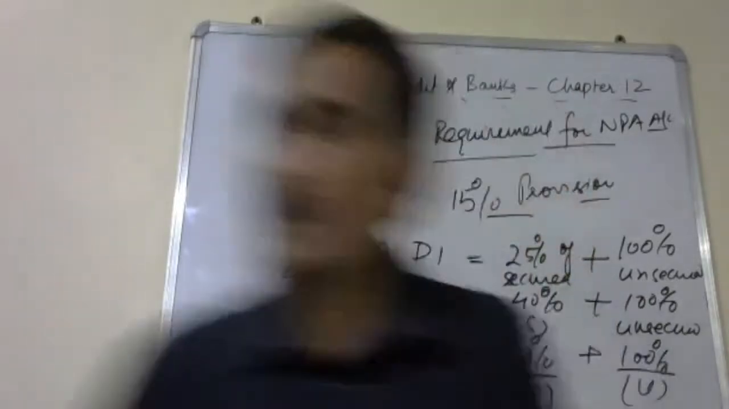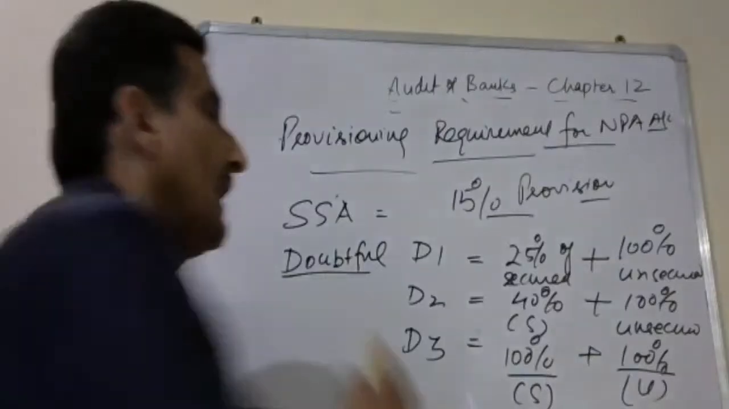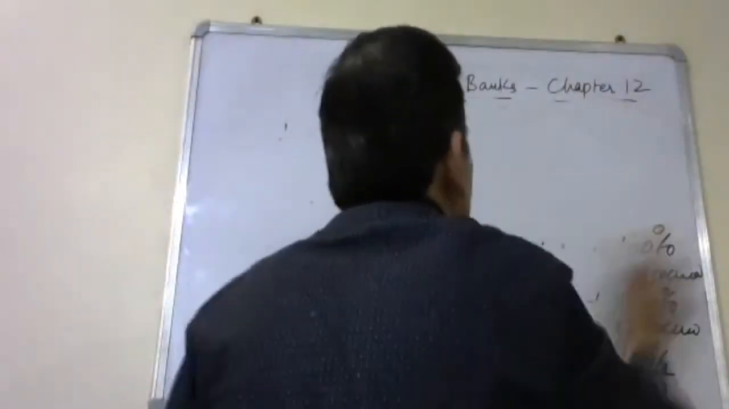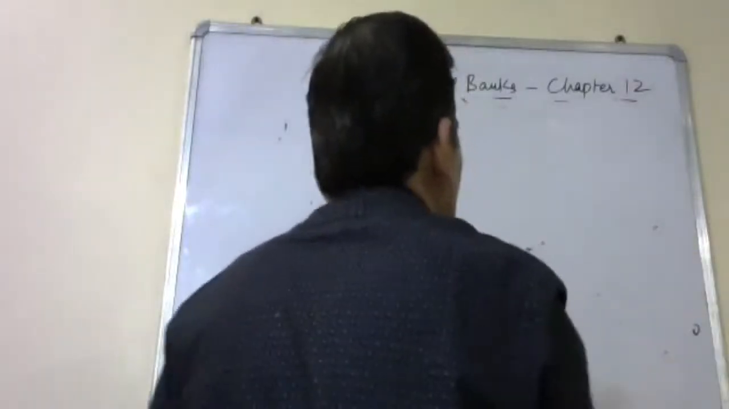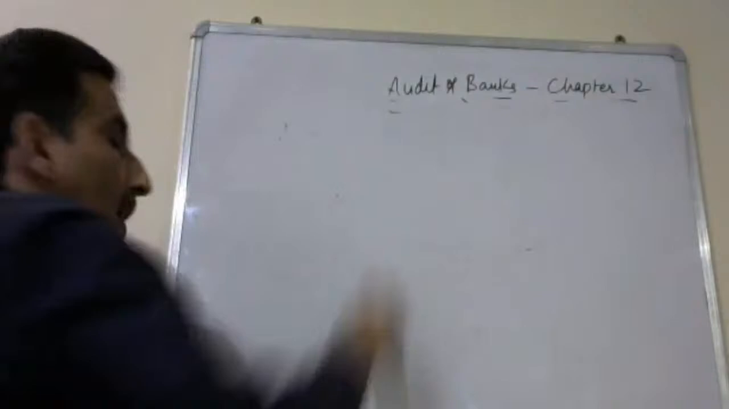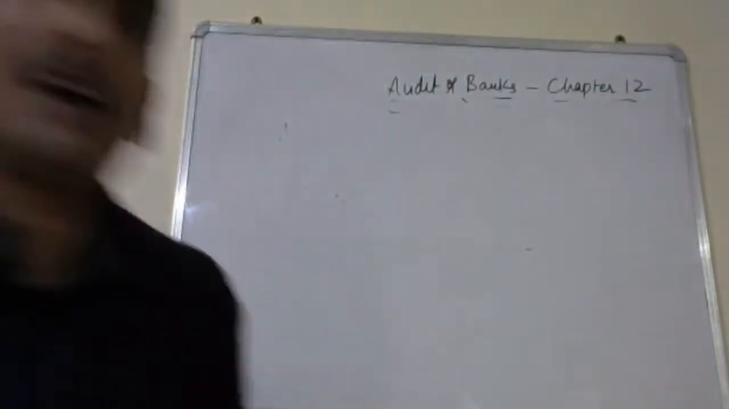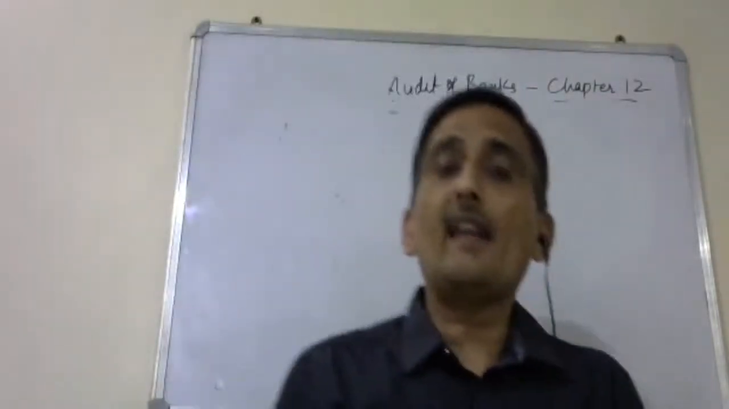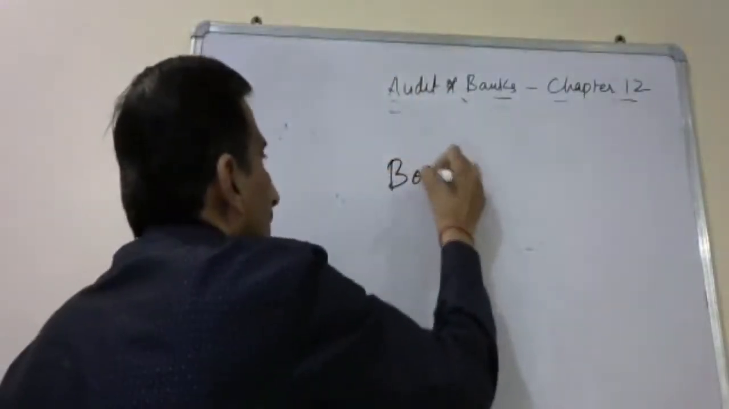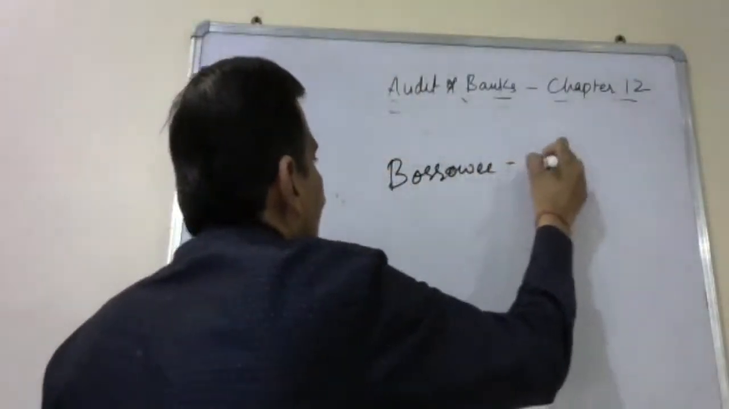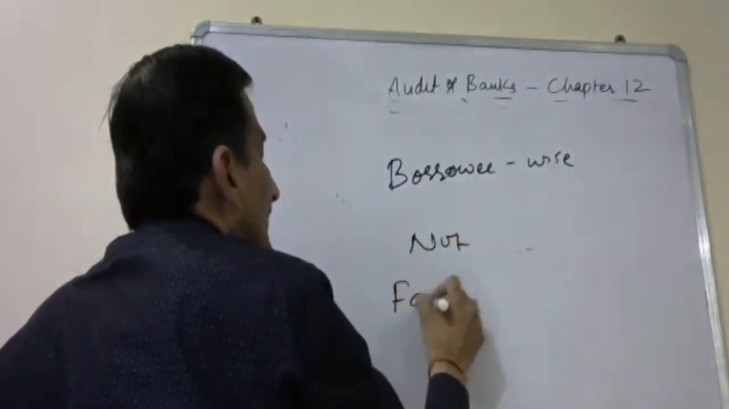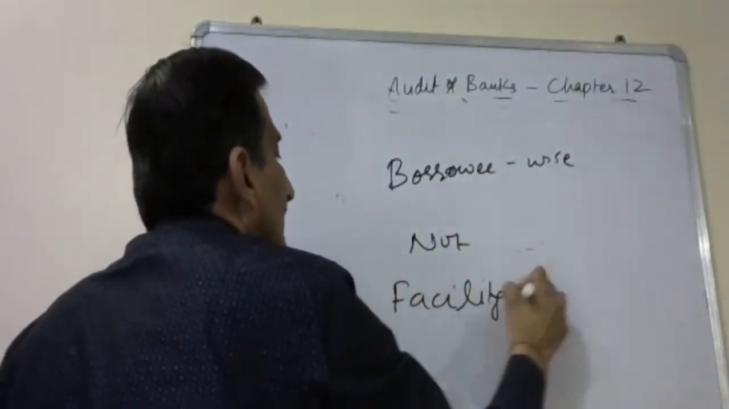And one more important thing, guys, that is a very important point. Do not forget it. Many times a question can come on this point. It is very important. Classification of an account into NPA is always borrower wise and not facility wise. Not facility wise. What is the meaning of this?